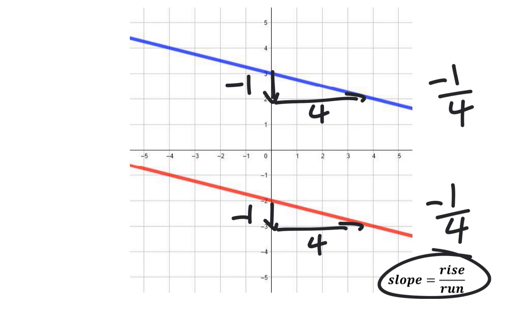Why are their slopes negative? Well, the lines are pointing downwards. They are decreasing. Once again, you will immediately notice that the slope of the blue line is exactly the same as the slope of the red line. Therefore, the slopes of parallel lines are exactly the same.